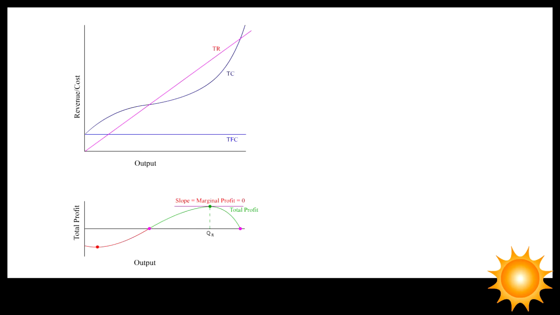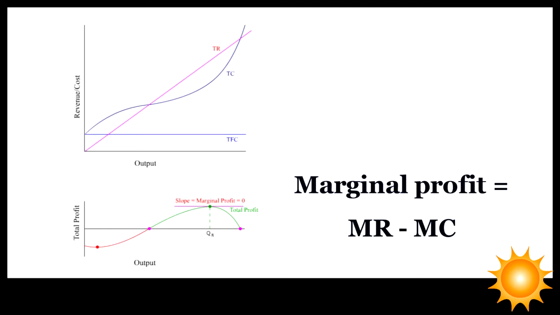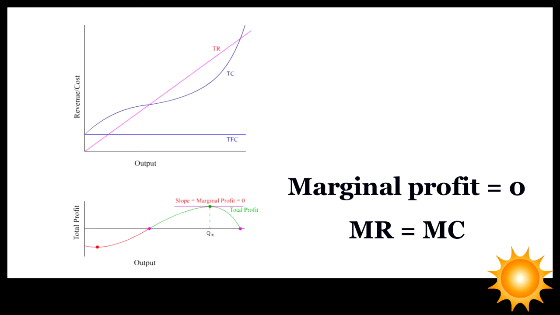The slope of the tangent to the total profit curve simply measures the marginal profit, which is the difference between marginal revenue, MR, and marginal cost, MC. Zero marginal profit means that selling additional units would not add to total revenue. It also means that the additional revenue brought in, MR, is exactly offset by the additional cost, MC.